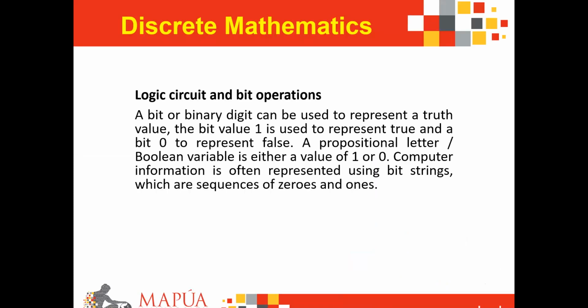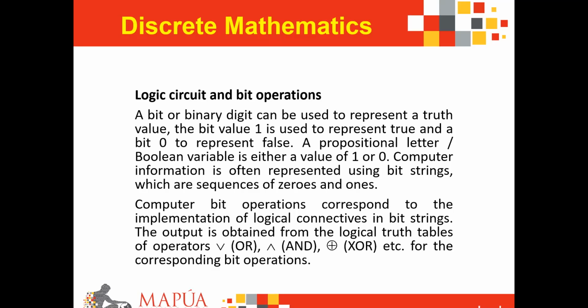A bit or a binary digit can be used to represent the truth value. A bit value of 1 is used to represent the value of true, and a bit value of 0 to represent the value of false. Therefore, a propositional letter or a Boolean variable is either a value of 1 or 0. Computer information is often represented using bit strings, which are sequences of ones and zeros. Any particular data, information, or even process is actually represented using a set of bit strings.